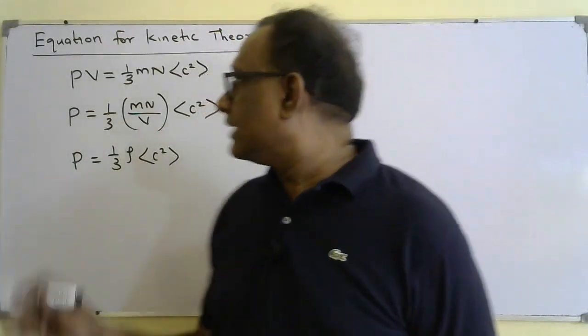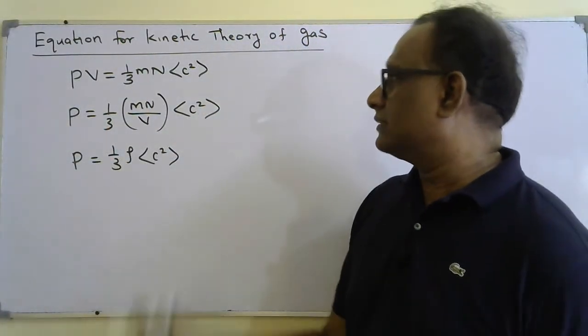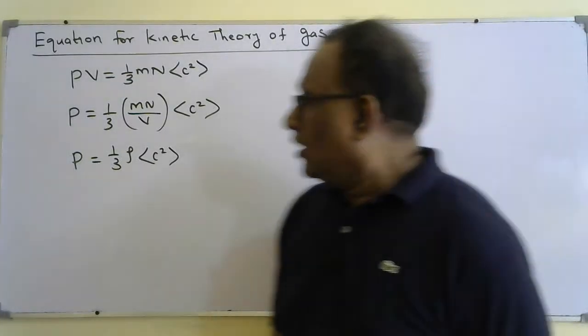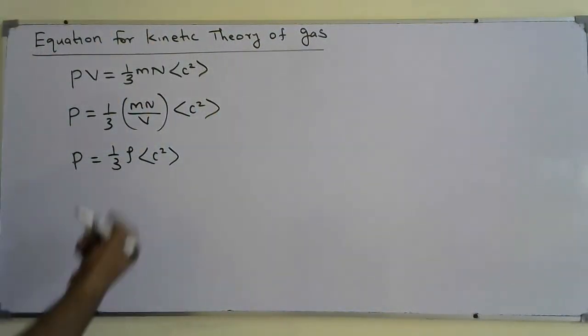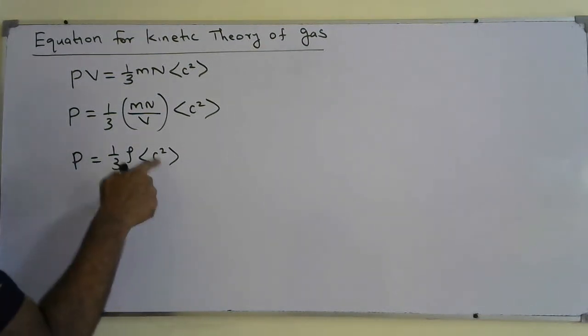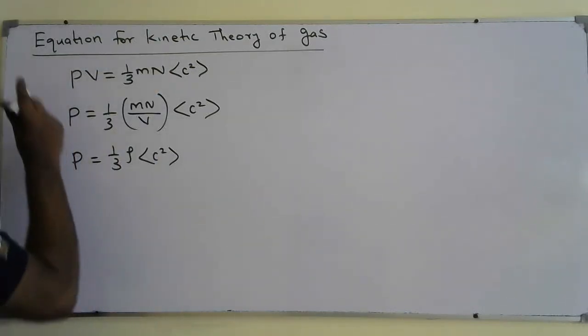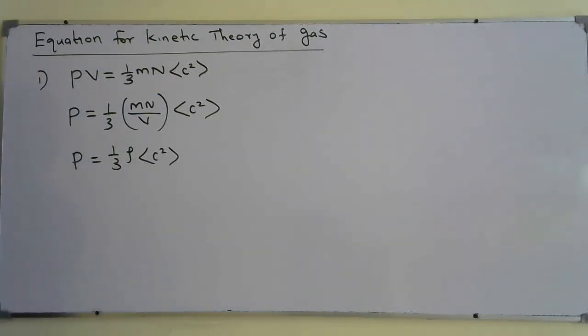Not a big thing. They can ask you to derive it, nothing complicated, so you can derive this equation. Also, they can give a numerical value. Pressure could be given, mean square speed could be given, and they can ask you to find the density. So not a big issue, I'm just doing it.